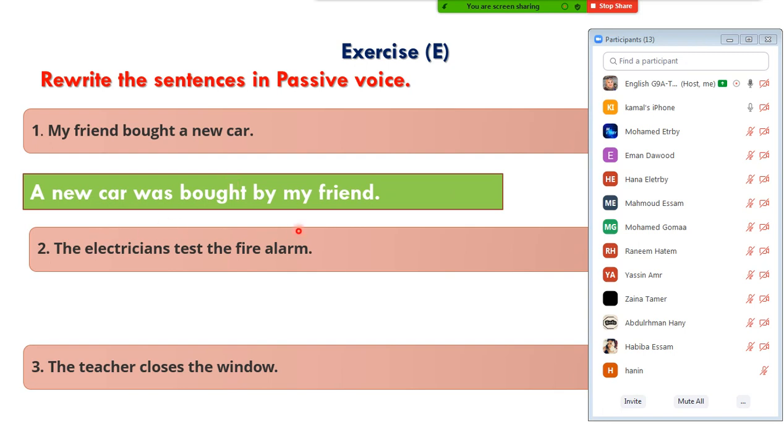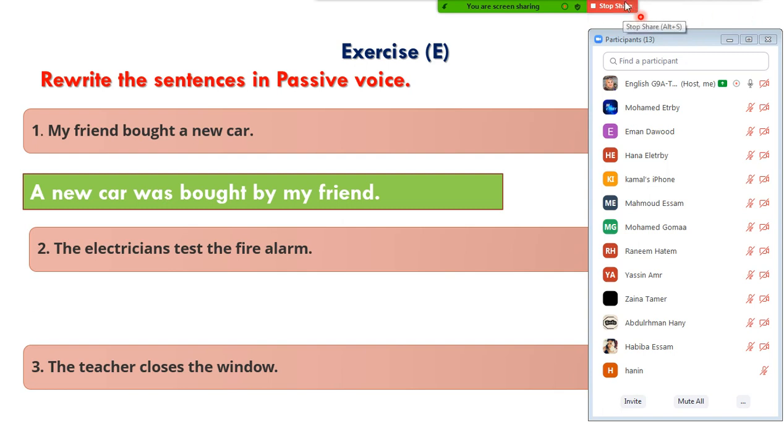Okay, a new car was bought by my friend. Number 1, he switched the object to make it a subject, and he switched the subject to make it an object. Number 2, we kept the tense. What is the tense here in the active? Past. So we use the past of the verb to be followed by the past participle of the verb. What is this verb? Buy, bought, bought. So the third form is like the past form exactly. A new car was bought by my friend.